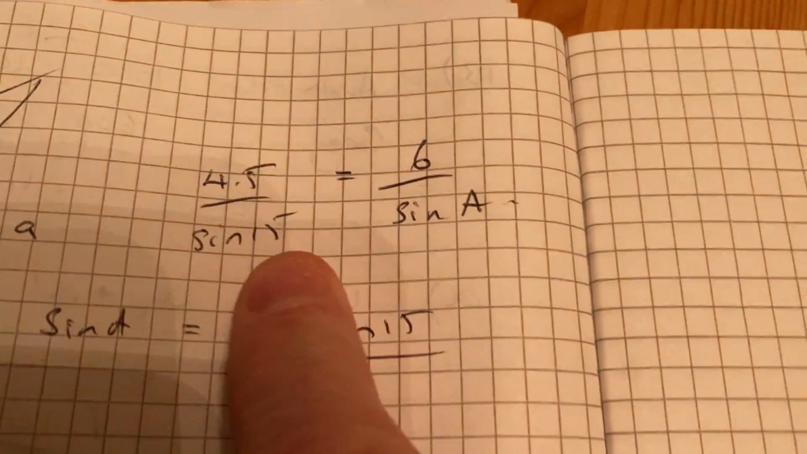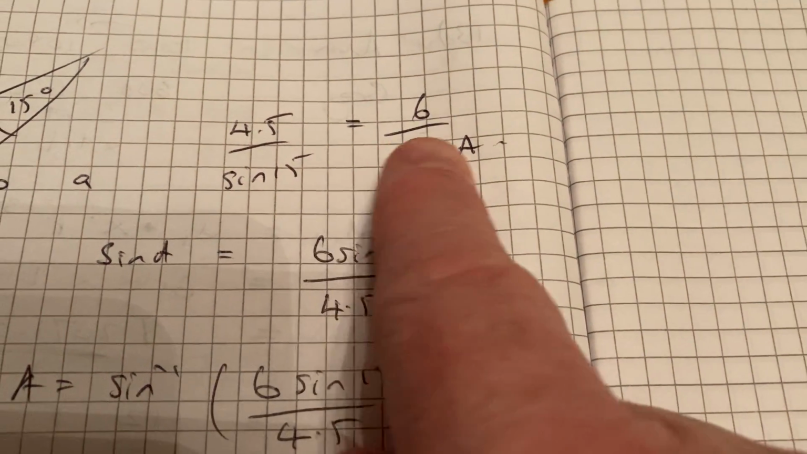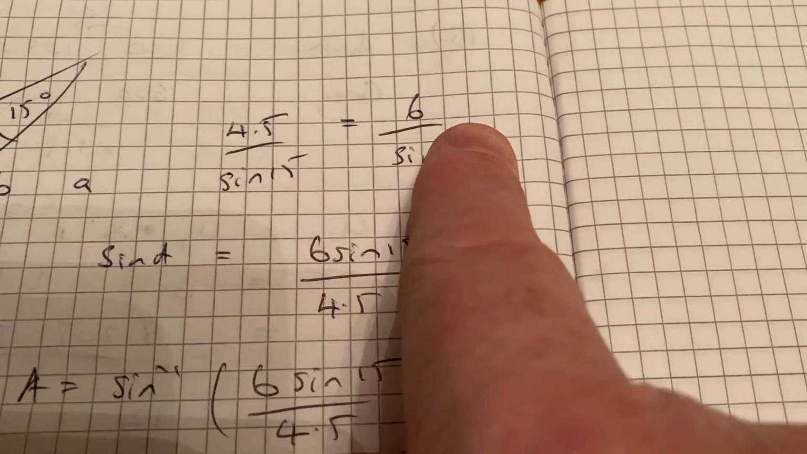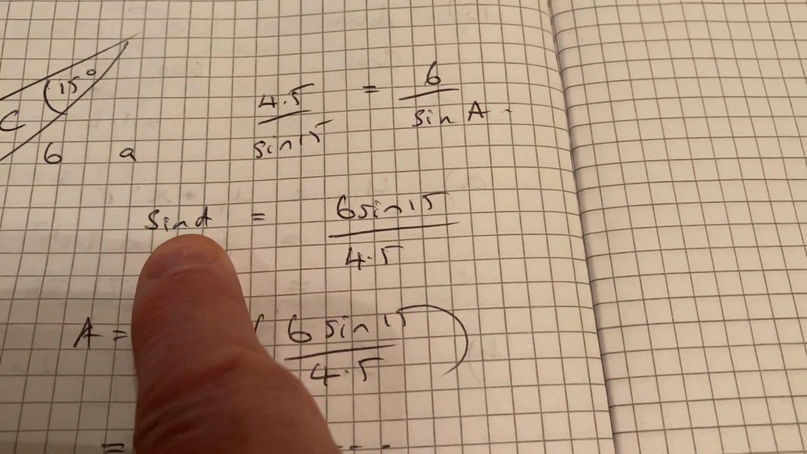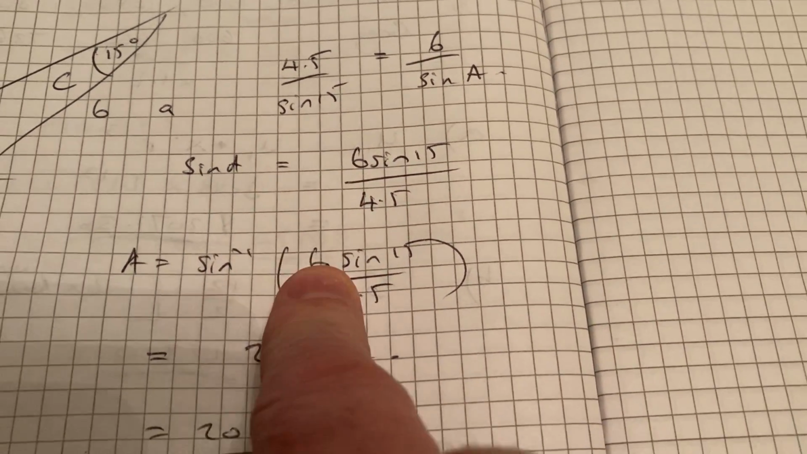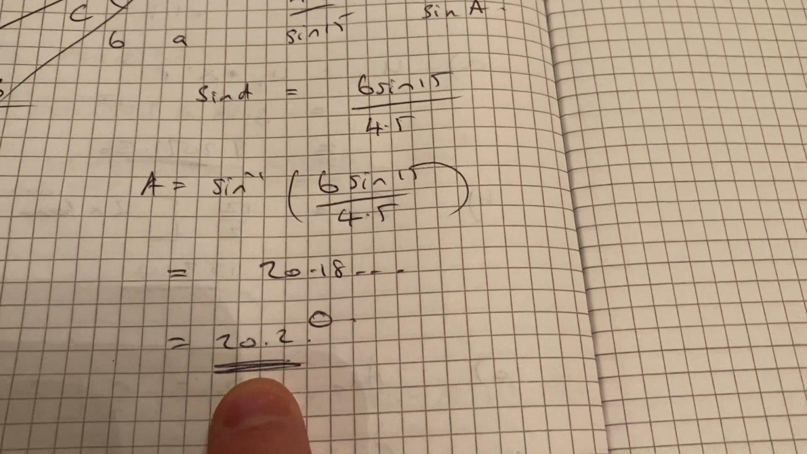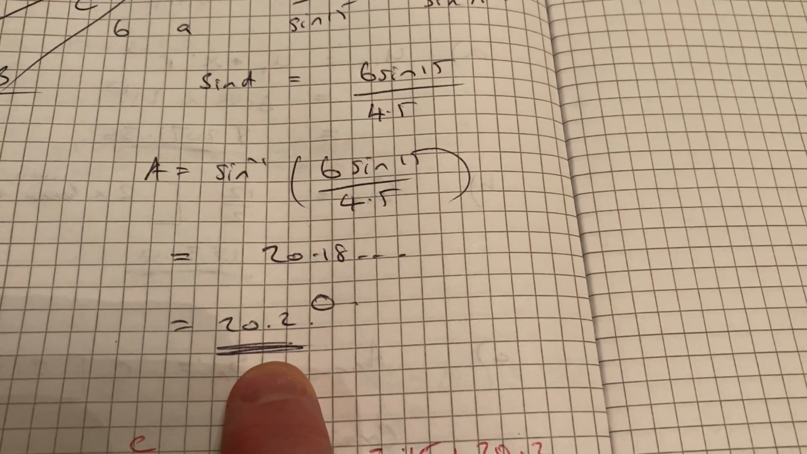Okay, so there we go. 4.5 over sin 15 equals 6 over sin A. Rearrange that, take the sin A up and the sin 15 up to the other side. Get rid of the sin by sin inversing. Type it in your calculator, 20.18, answer 20.2 to 3 d.p.